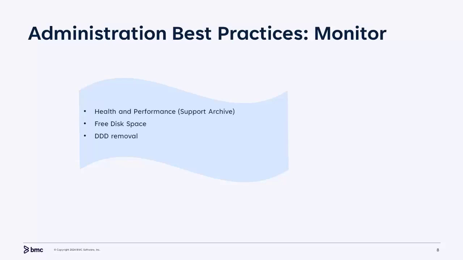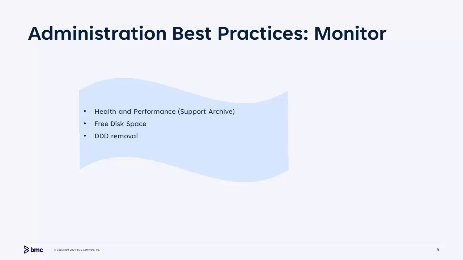Administration best practice, monitor. Monitoring will allow you to anticipate issues and take actions to prevent them from happening. The best way to monitor the health and performance is to check the support archives. That's the auto-diagnostic tool embedded in Discovery. I will show you how to run it and review the results in this webinar.